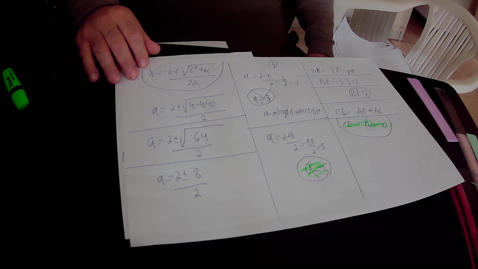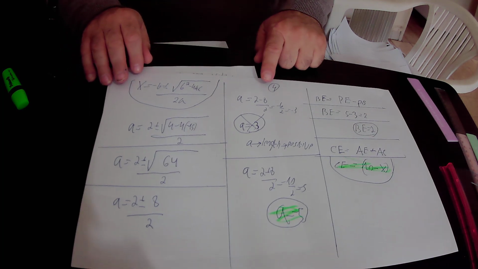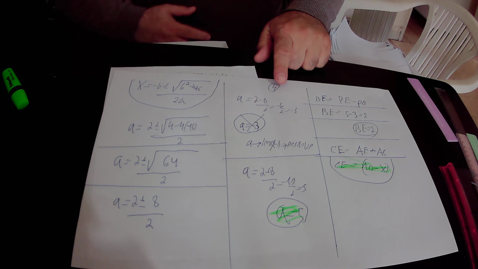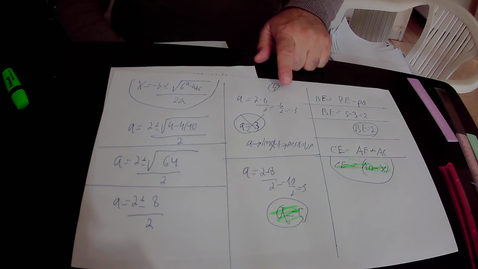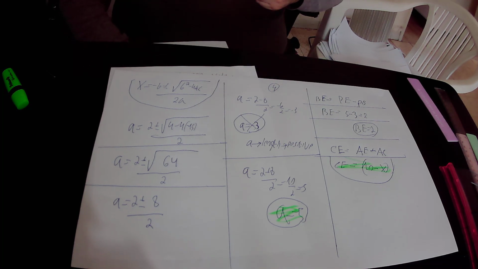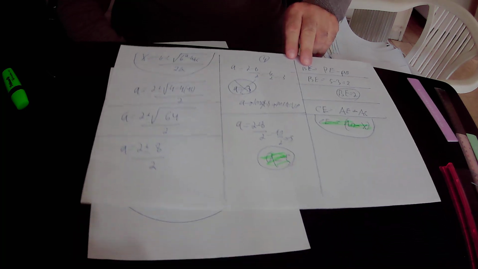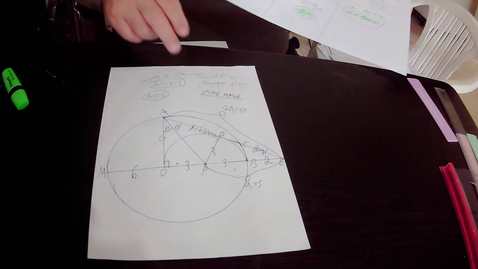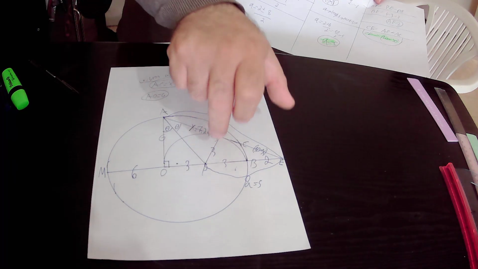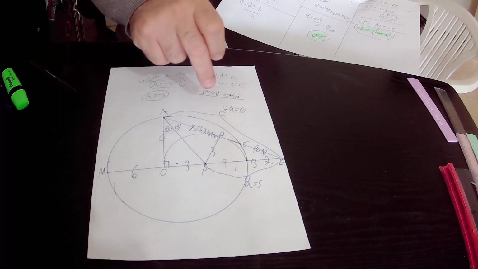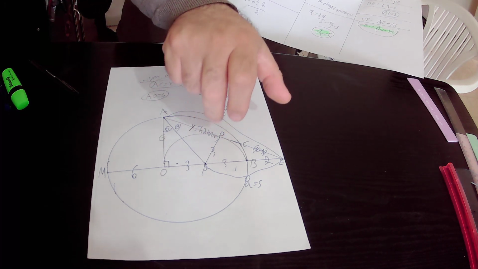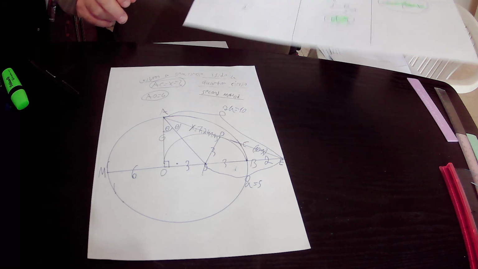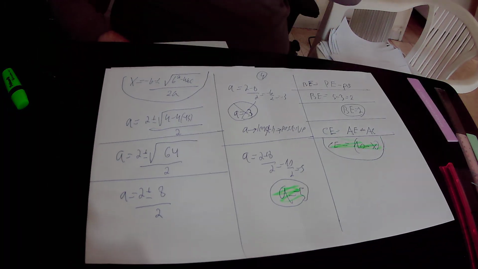The first solution is a equals 2 minus 8 over 2. 2 minus 8 is minus 6, and minus 6 over 2 is minus 3. So we found out that a is a negative number equal to minus 3, but a is the length of side PE in triangle PE. So a, as a length, must be a positive number. It can never be equal to minus 3, that is a negative number.